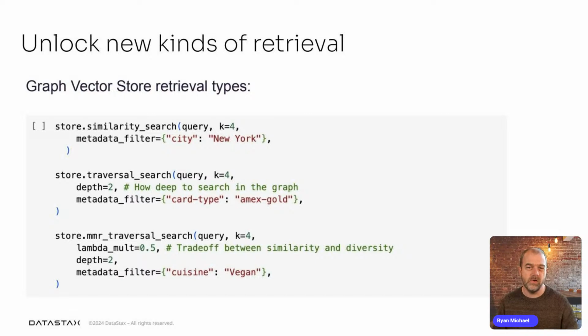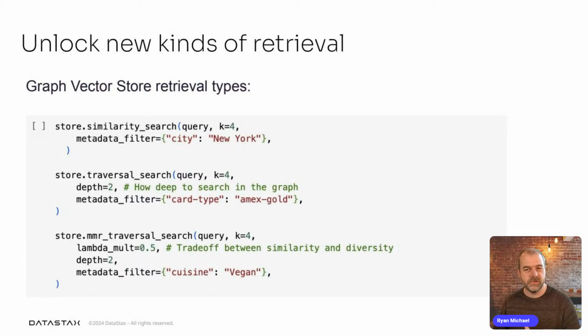The first is what we call traversal search. This is just a fairly simple pull back some vector search results and then expand out from there. It's really good for things like pulling in definitions that are in documents or other things that are a simple contextual retrieval, effectively.